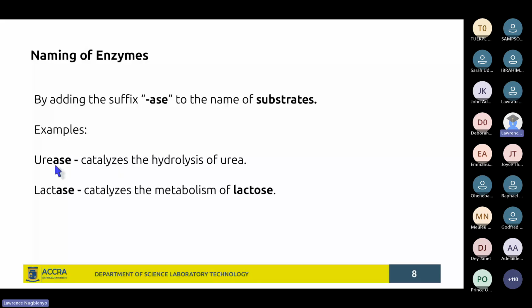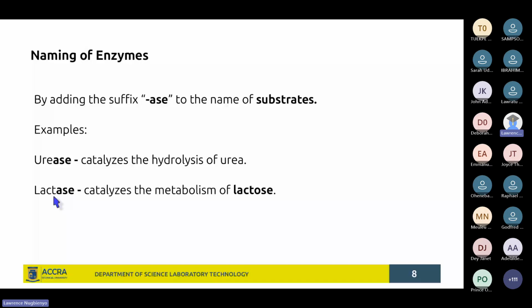Urease is the enzyme that catalyzes the breakdown of urea. So the substrate is urea. You can see the name urea, of course, there's an A there, and because of that, the A is not repeated. So just adding the ase, you have urease. When you see the name urease, you know, yes, this enzyme acts on urea. It catalyzes the hydrolysis, or the breakdown, of urea.